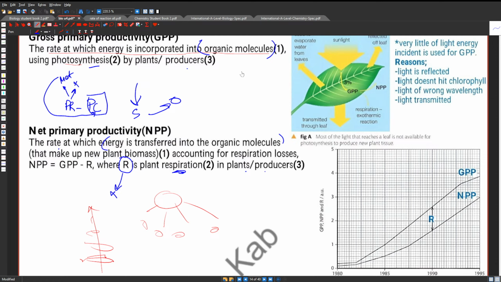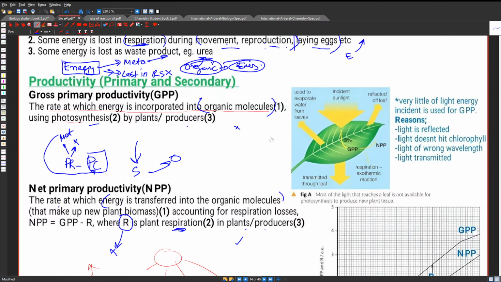So this is not accounting for respiration losses. This is accounting for respiration losses. That's all NPP is. And a lot can be lost via respiration, especially when the plant is in its growing stage. The loss could be quite large, especially maybe when it's easily damaged or something, right?